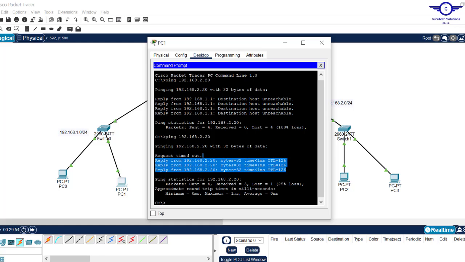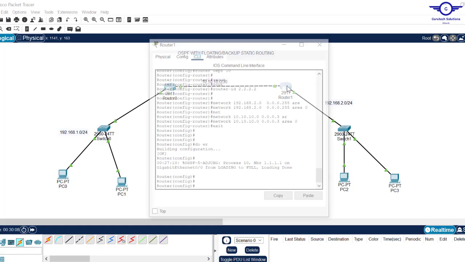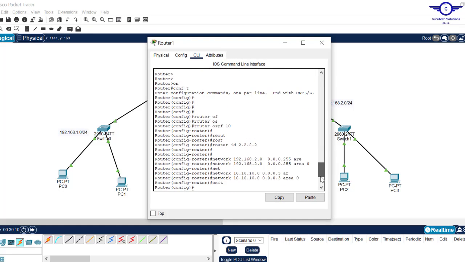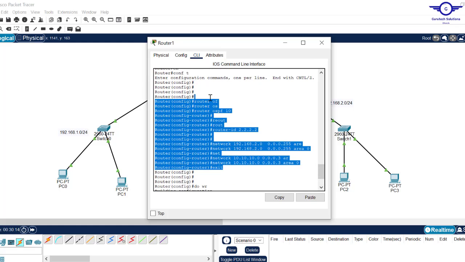Actually, I want to let you know that it's very, very simple to configure these routing protocols. Just a few lines and you're done. Only these few lines and we're done with the configuration. So I believe you understand what OSPF does in the network.